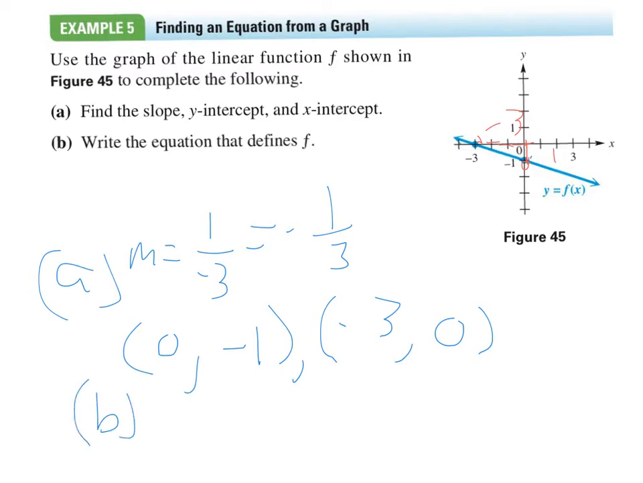And for B, write the equation that defines f. So you could say y equals or f of x equals, it doesn't matter. Remember, you take the slope, which is negative 1/3, put it in front of x, so negative 1/3 x, and then put the y-intercept on the end. Remember, it's y equals mx plus b, or f of x equals mx plus b. So the slope times x, and then plus the y-intercept. Now our y-intercept is negative 1, so we can just do negative 1/3 x minus 1.